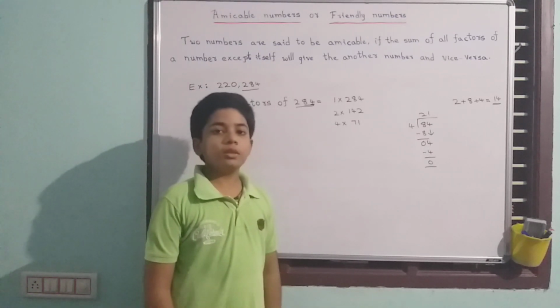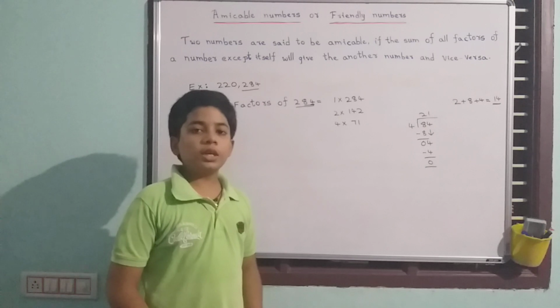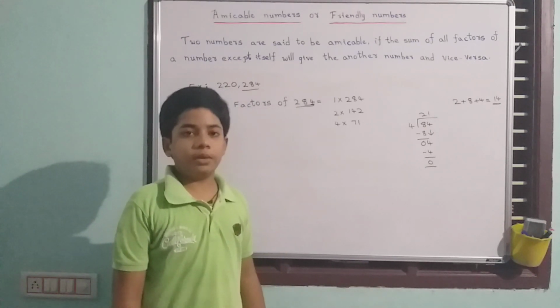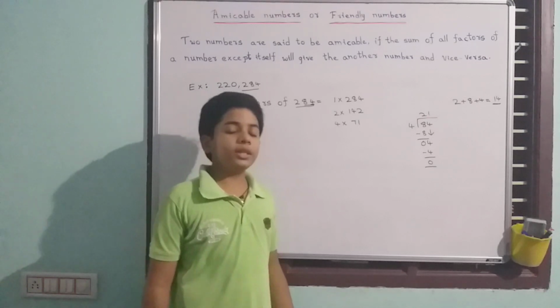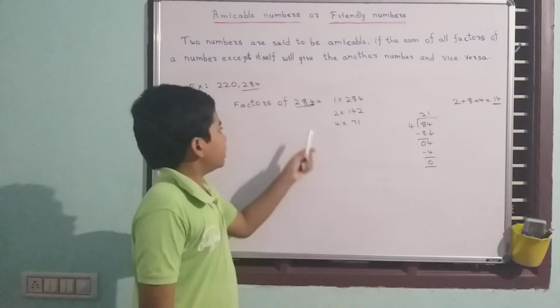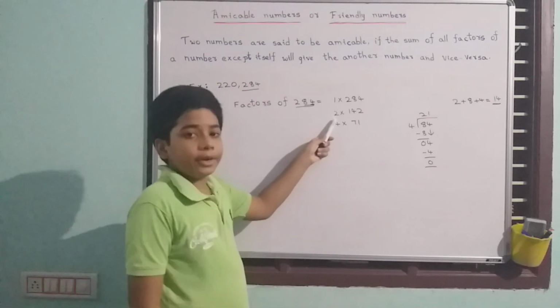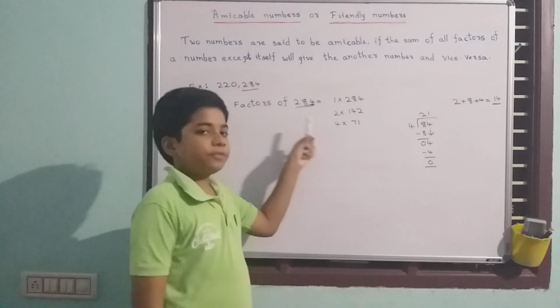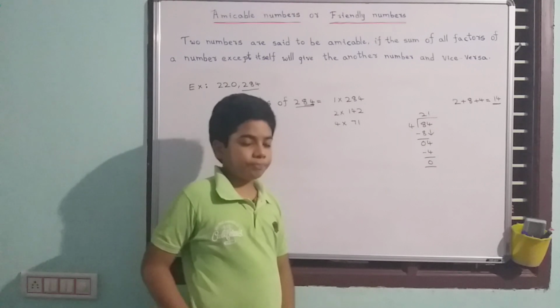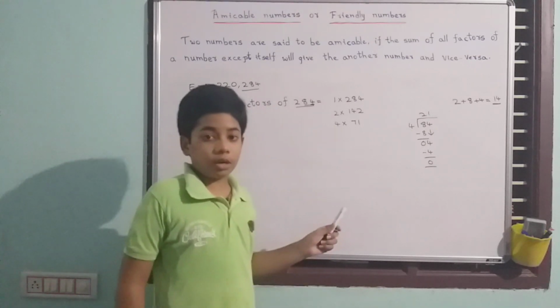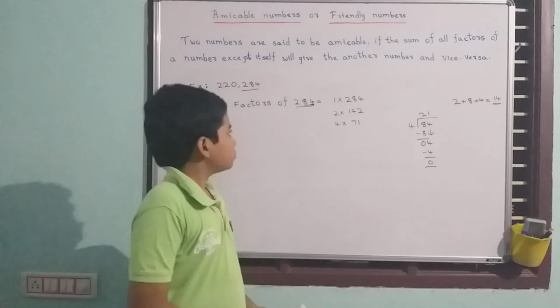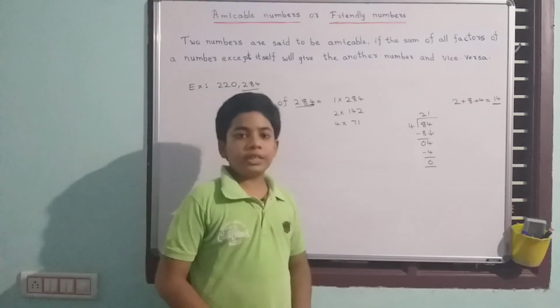Let us check with 6. The divisibility rule of 6 is the given number has to be divisible by both 2 and 3. Here 284 is only divisible by 2, but it is not divisible by 3. So 284 is not divisible by 6. Let us check with 7.